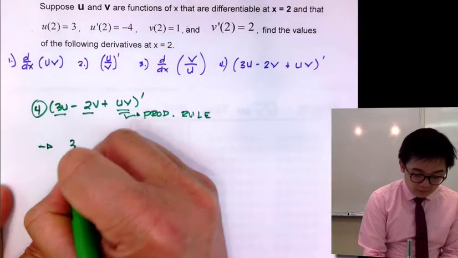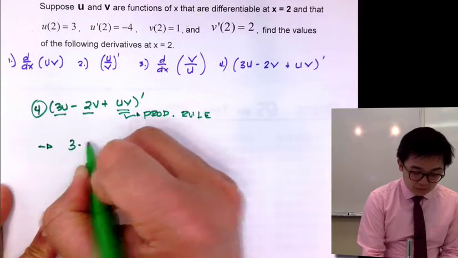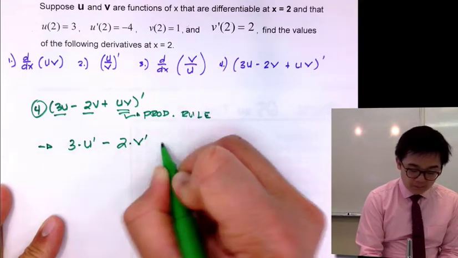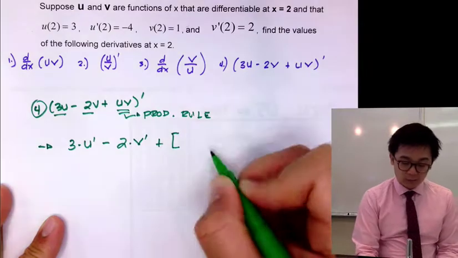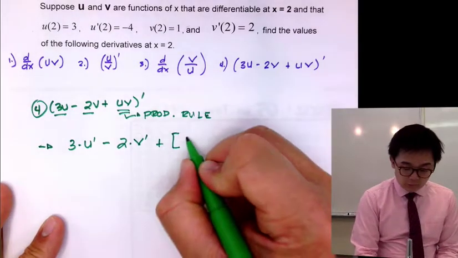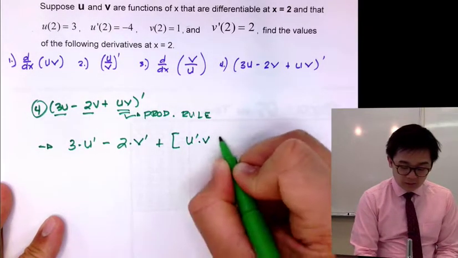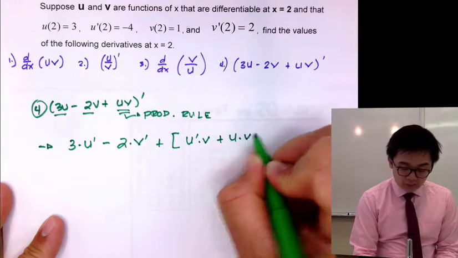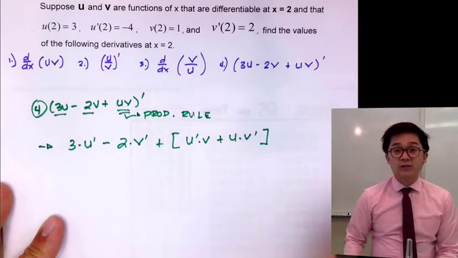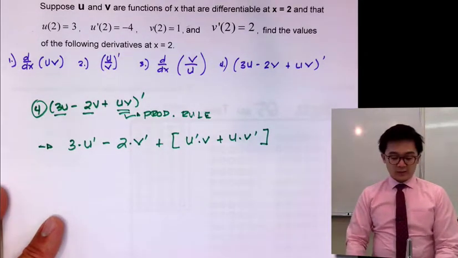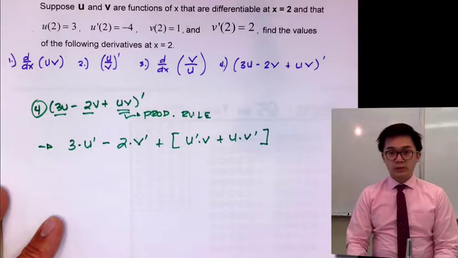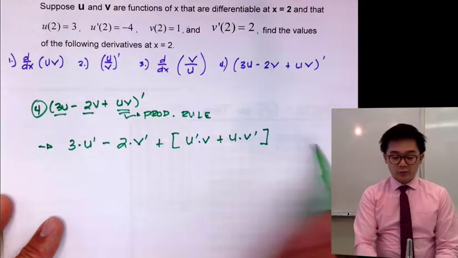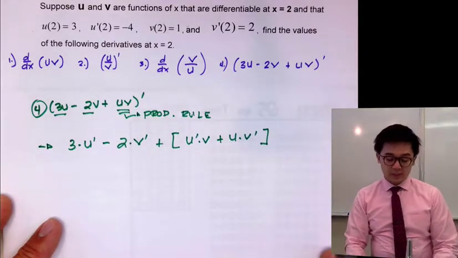So we have 3 times the derivative of u, which is u prime, minus 2 times the derivative of v, which is v prime, plus the product rule of uv. So u prime times v plus u times v prime. So notice that this time I took the derivative of the first and copied the second, because in the product rule it doesn't really matter which one you take the derivative of, because it's addition, so they're commutative, so they can interchange and you will still get the same result.